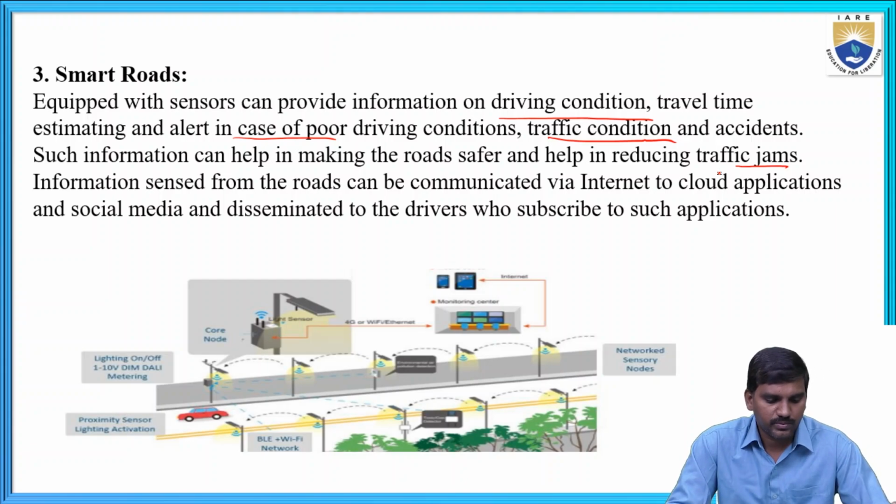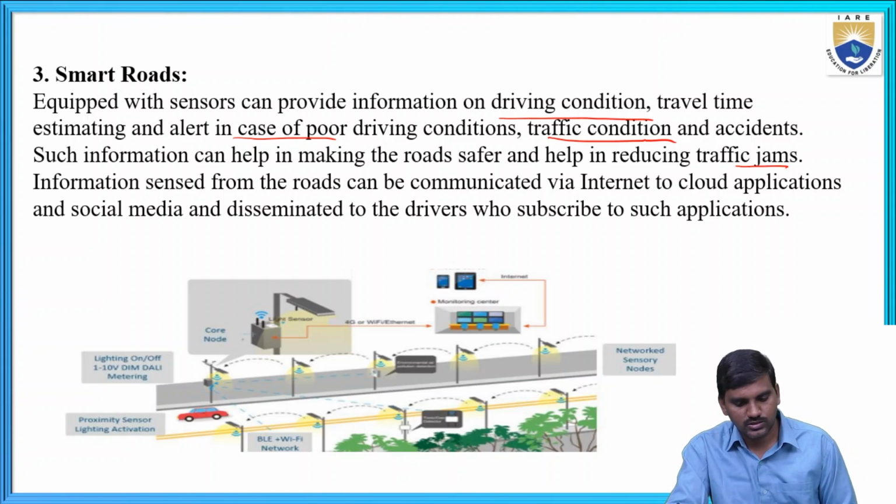Since information sensed from the roads can be communicated via internet to cloud applications and social media and disseminated to the drivers who subscribe to such applications. So this is about smart roads. It helps in making the roads safer and helps in reducing traffic jams and accidents.